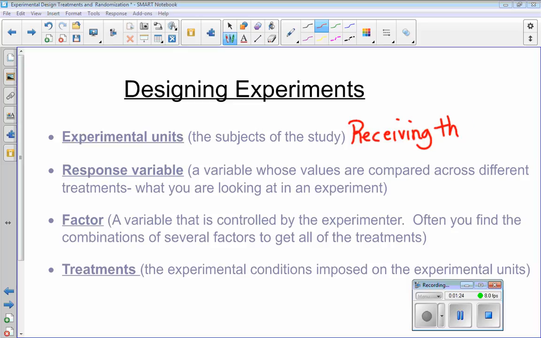Can I spell receiving right? It's I after E, except after C. I don't really know. Receiving the treatment. Is that right? Was this the class that I can't spell? Yeah. I remember that. Yeah.